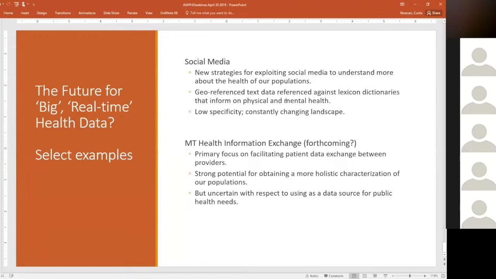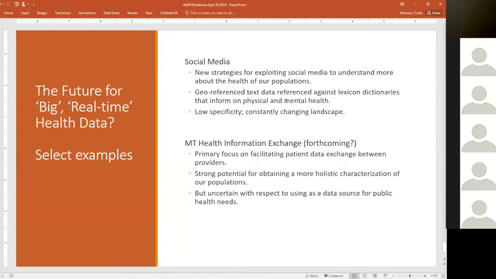As you can imagine, this is the kind of data source that, as I said, is messy. It also requires a lot of understanding about language and lexicon that's used in these social media sources, that of course is constantly changing as well. So there are challenges and potential opportunities with using these types of data.